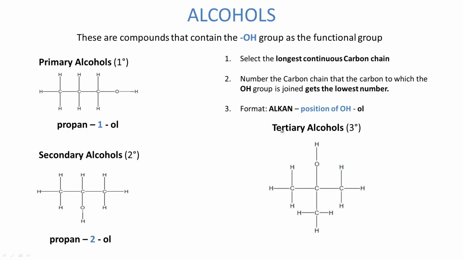Finally, this is a tertiary alcohol. It's when the carbon joined to a functional group is connected to 3 other carbons. And because this is a methyl group, we name it 2-methylpropan-2-ol. If the carbon chain is joined to another one, we always put this in. So if it's joined here, we do 3-methylpropan-2-ol. Here's the same, but yeah, you get the idea.